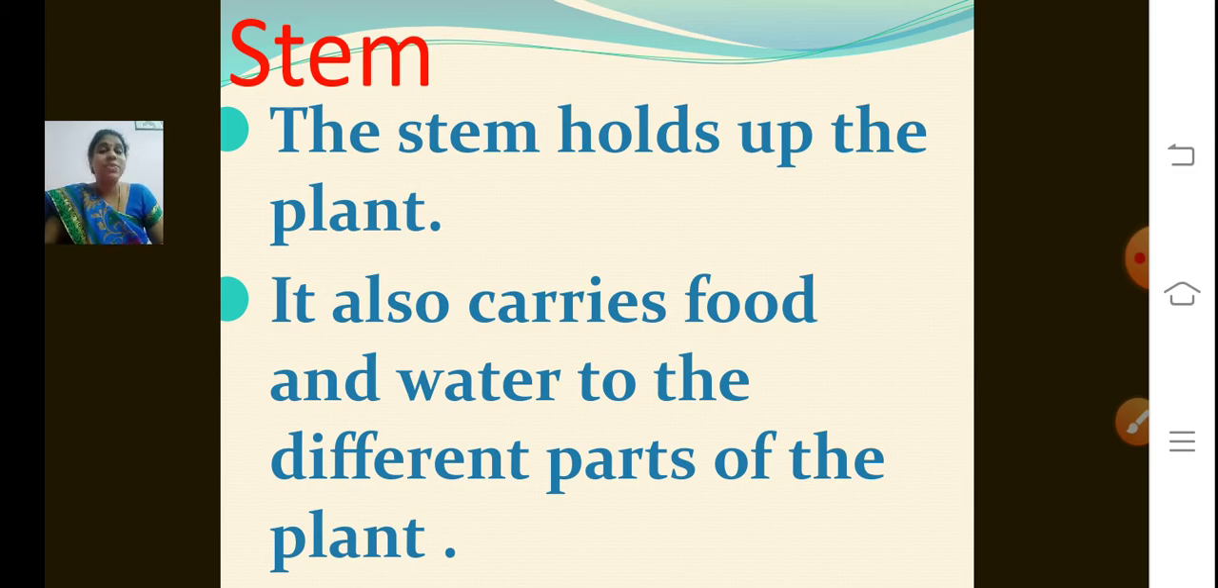Now I'll repeat it one more time. Stem. What is the function of stem? It holds the plant. It also carries the food and water to the different parts of a plant. So first we saw root, then stem. What will the root do? It fixes into the ground, right? And stem, it holds up the plant and it carries food and water to the different parts.